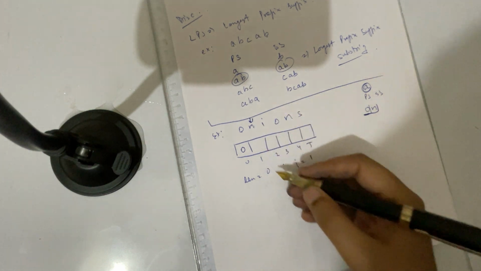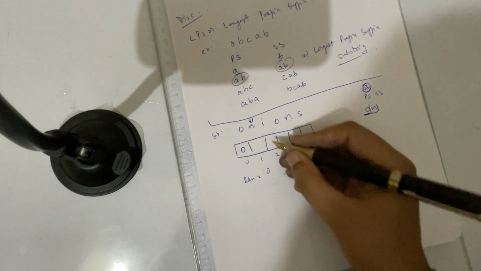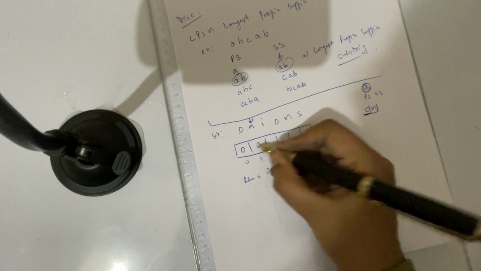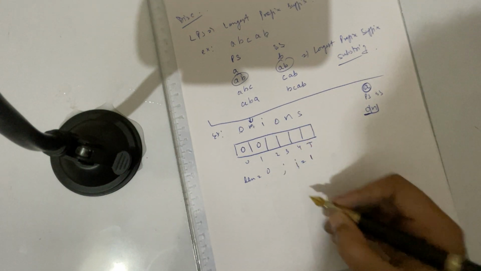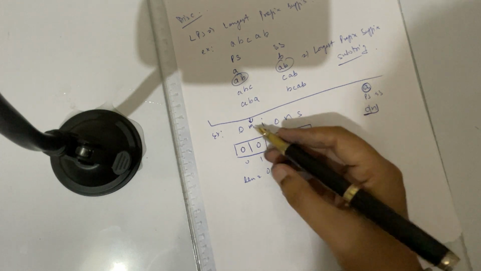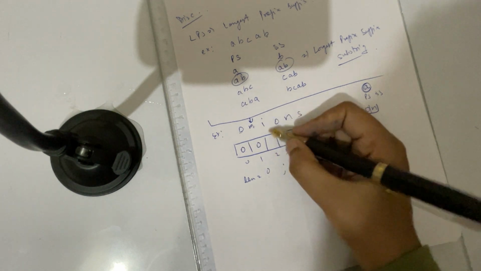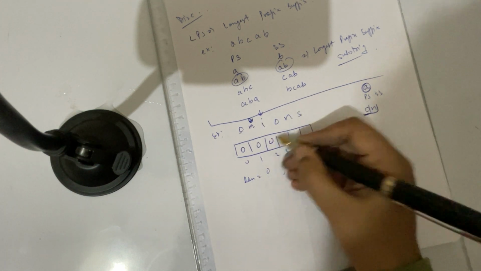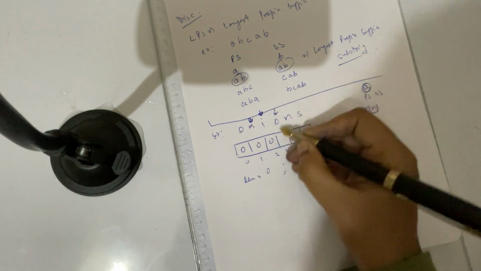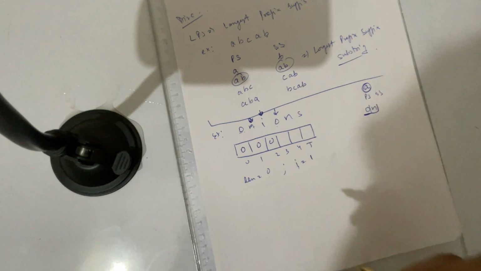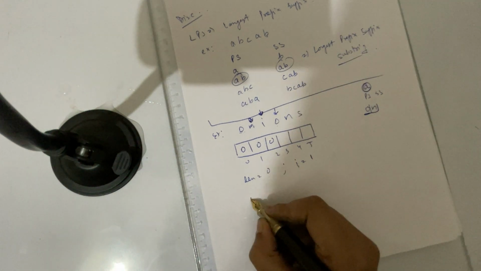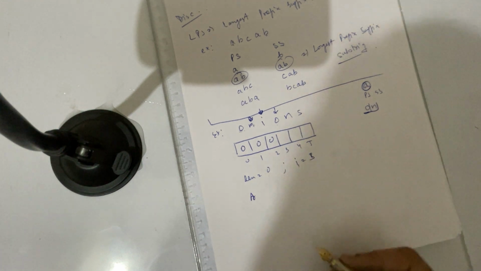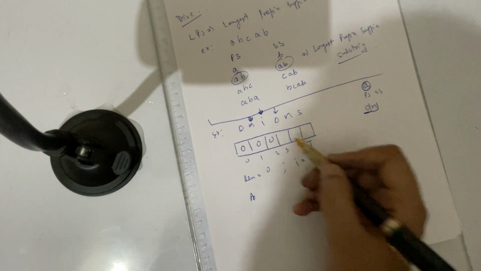Is N matching with O? No, so I'll simply mark it as 0. Is the next character matching with the one at length 0? Length is 0, and i is moved ahead. Is it matching? No. Is O matching with O? We have found one match. Length is now 1, and i is now 3. Okay, 0 1 2 3.